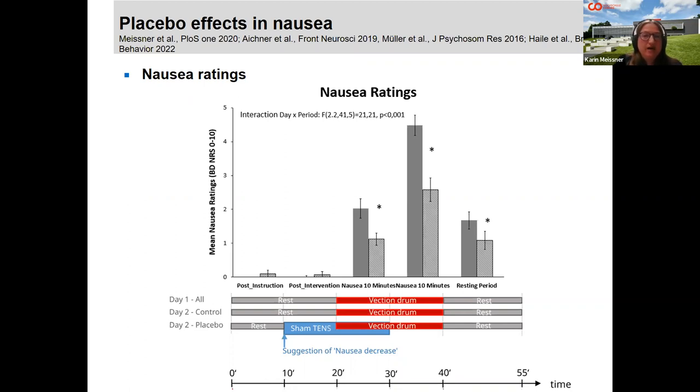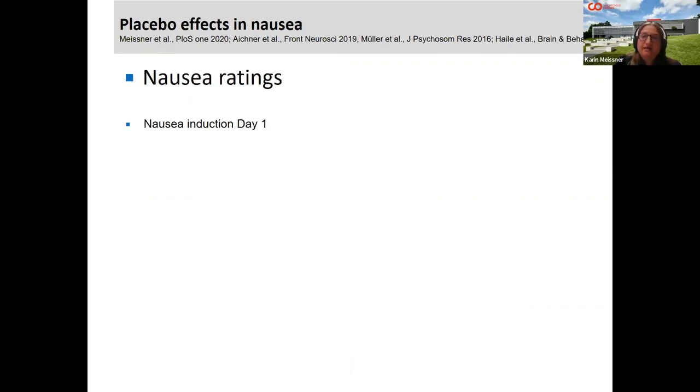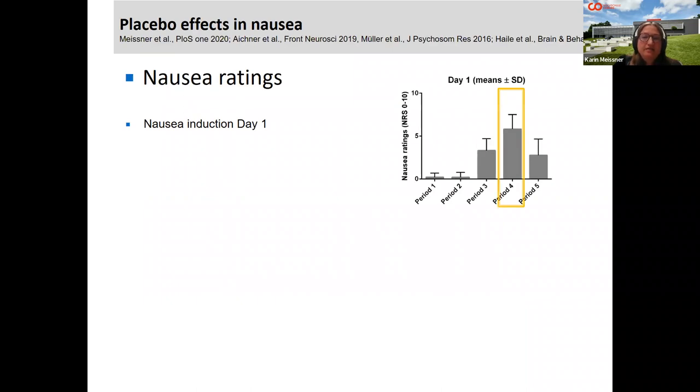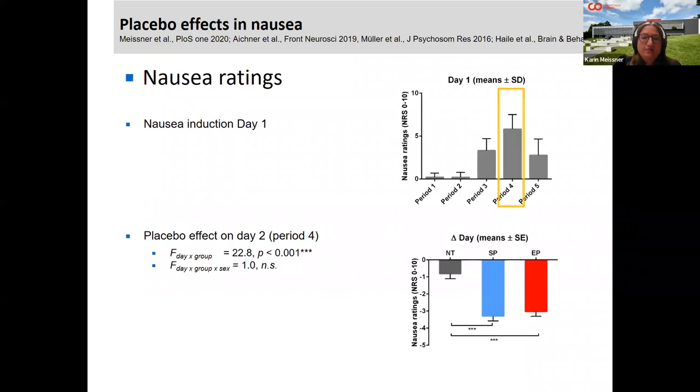And we did 3 studies with the same paradigm and could show that this is really reliable. So a placebo effect on nausea really exists. Here you see the nausea ratings on day 1 and on day 2. There was a big reduction. However, we could not observe any difference between the 2 placebo conditions. And therefore, in the following, these 2 placebo conditions are merged.